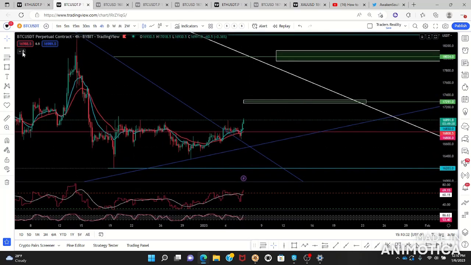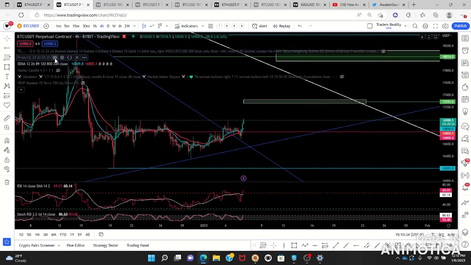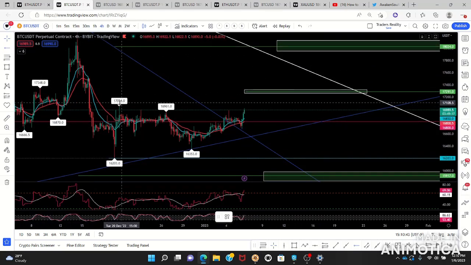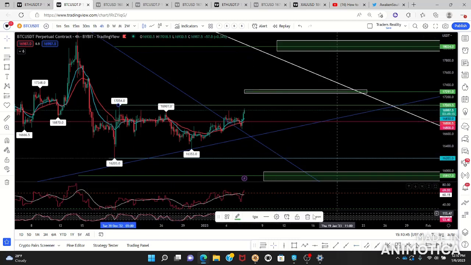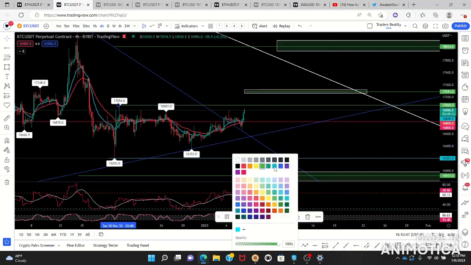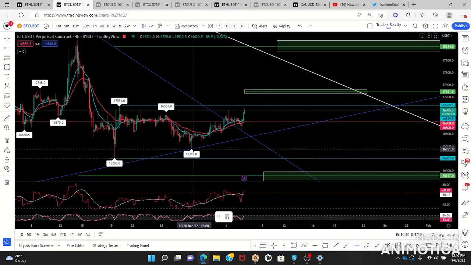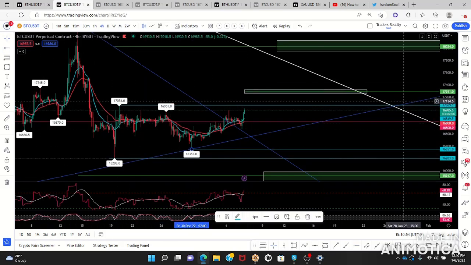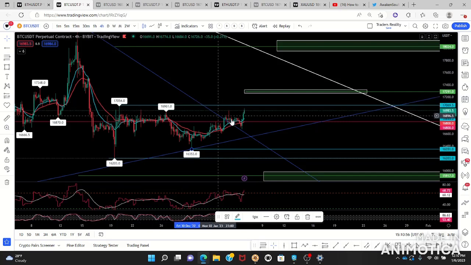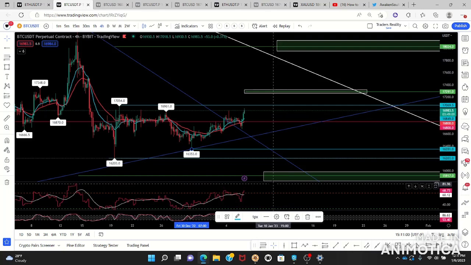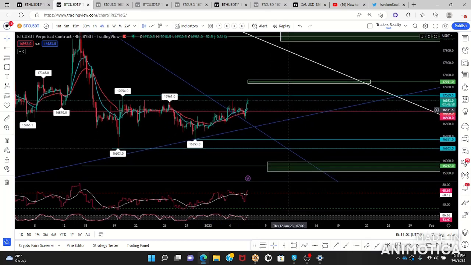So let's look at our higher lows and lower highs within the 4-hour. I like to use my pivot highs and lows. This would be my high. This would be my low. And of course, if we cross 17,054, we'll be creating new higher highs. And that would be amazing.